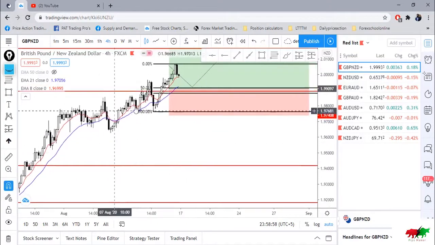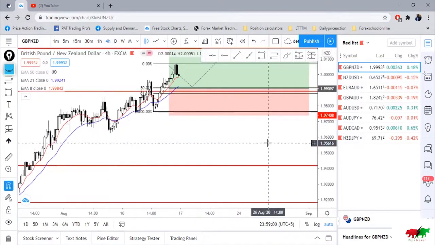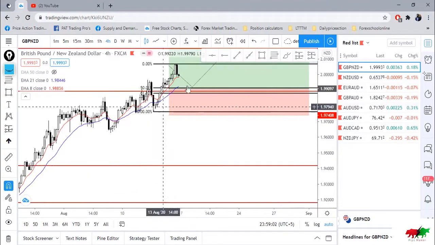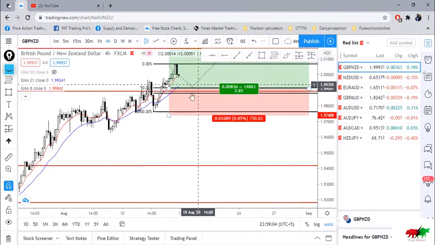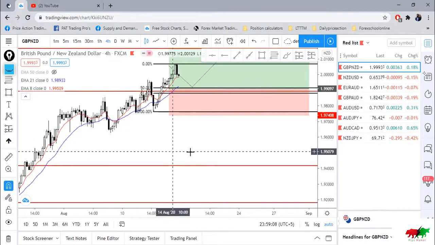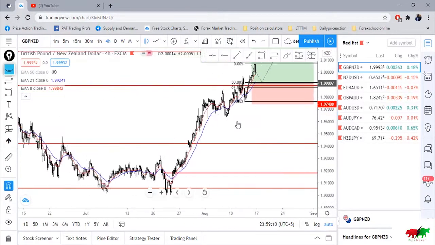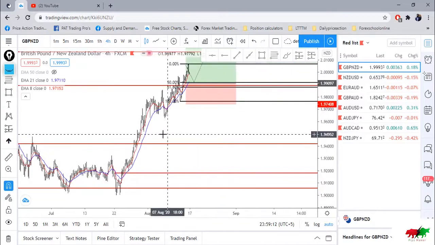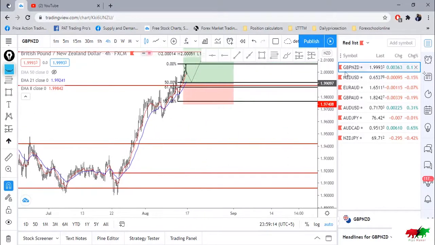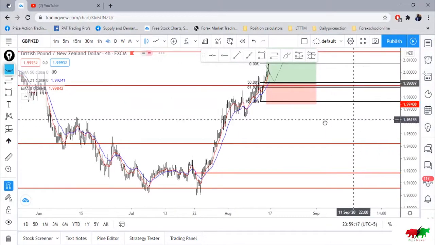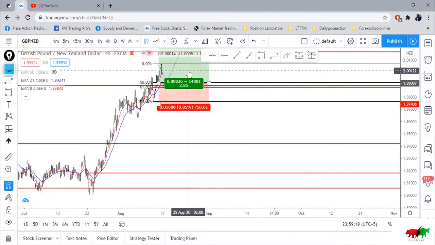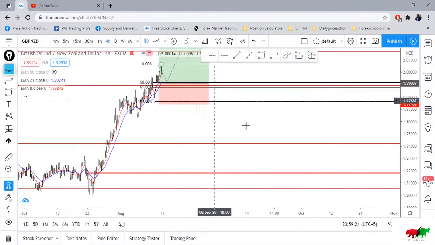we have a sequence of higher highs and higher lows. So what I'm anticipating is that market will come to this 50% to 61% area of the Fibonacci, and then it will resume for the upside direction once again. That would be a good trade for us to go for longs on GBPNZD, having a risk to reward ratio of 2.85.